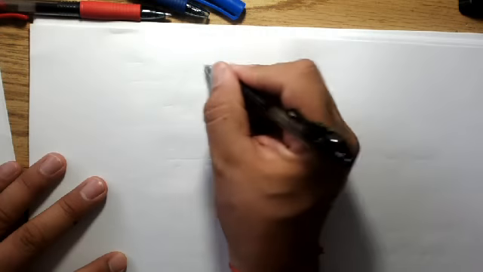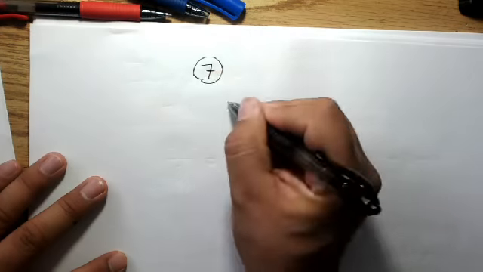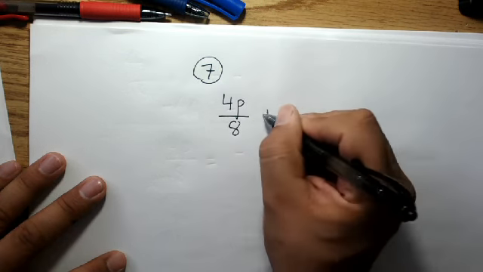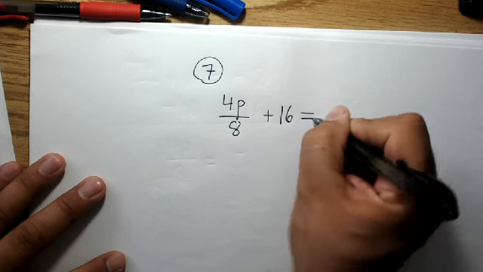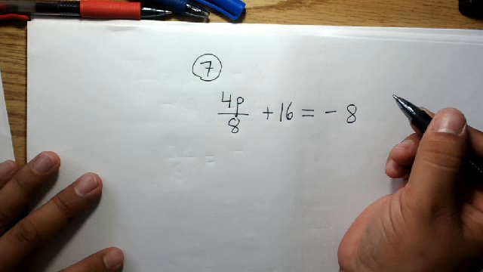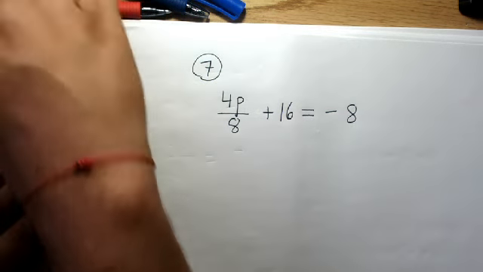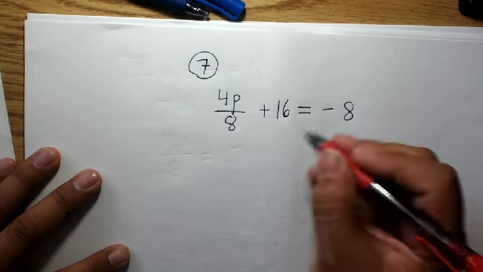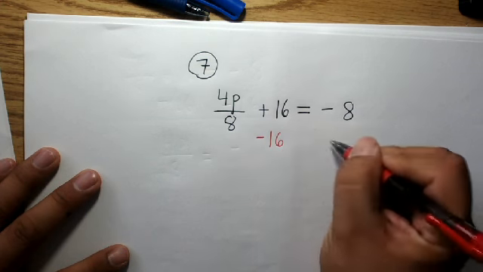Let me have your attention, please. We are in number 7. Number 7 says 4p over 8 plus 16 equals negative 8. Is everyone on number 7? What is the first step? What do we do first here? We subtract 16.